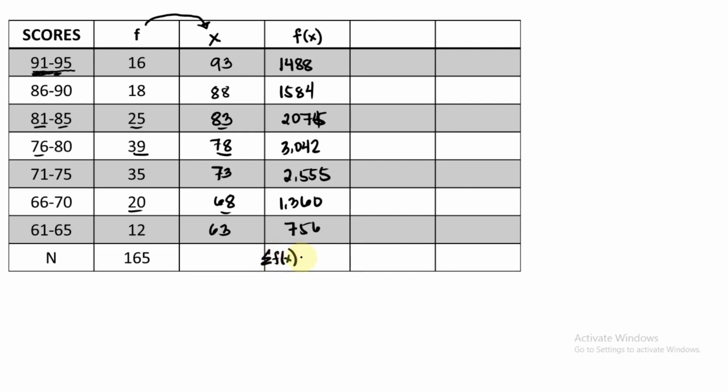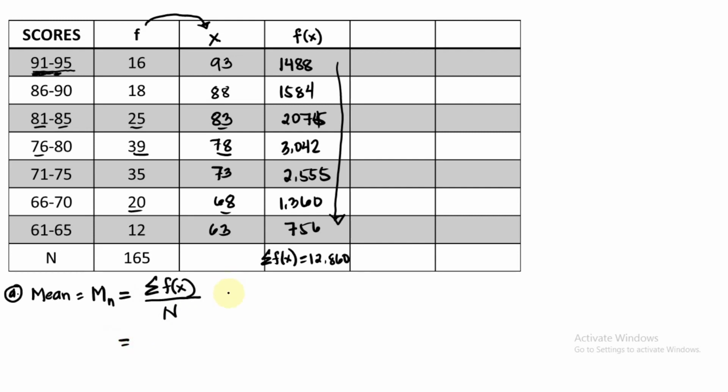Then we will find the total sum of f times x. We just add them all. So that is equivalent to 12,860. Then letter A, what is the formula of the mean? The mean, or M sub n, equals the summation of f times x over n.